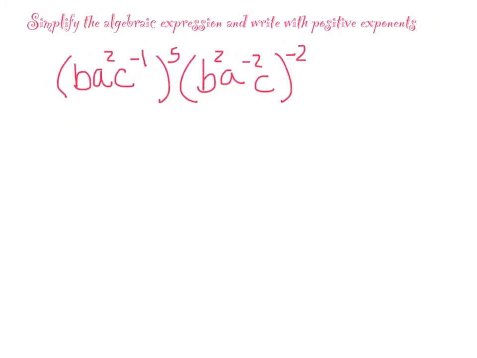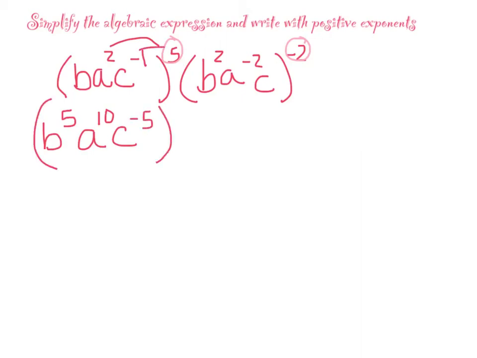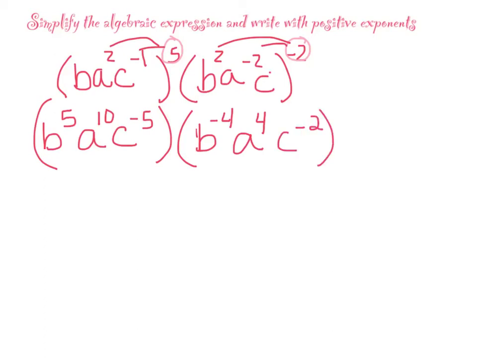Alright, try to simplify this one. We've got a group to the 5th power and a group to the negative 2nd power. So the first thing I'm going to take care of is distributing these powers. So I've got b to the 5th, and then a to the 2 times 5 is 10, and c to the negative 1 times 5 is negative 5. That's that group. And then in this group I have b to the 2 times negative 2 is negative 4. A to the negative 2 times negative 2 is positive 4, and then we have c to the negative 2 power. So the first thing we took care of was the exponent.